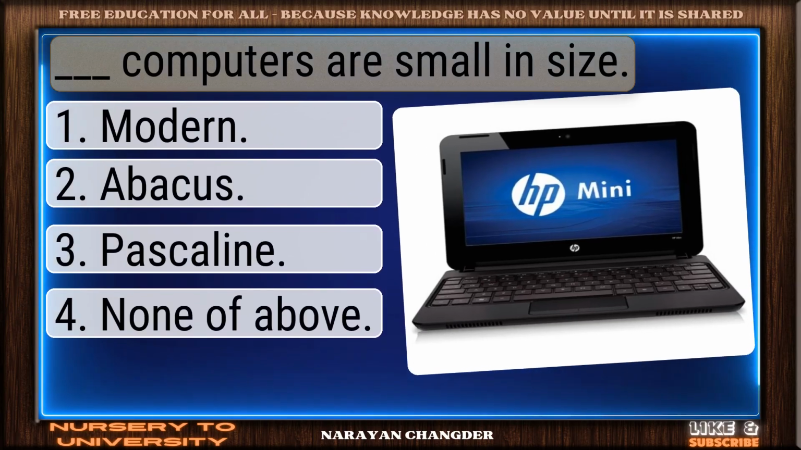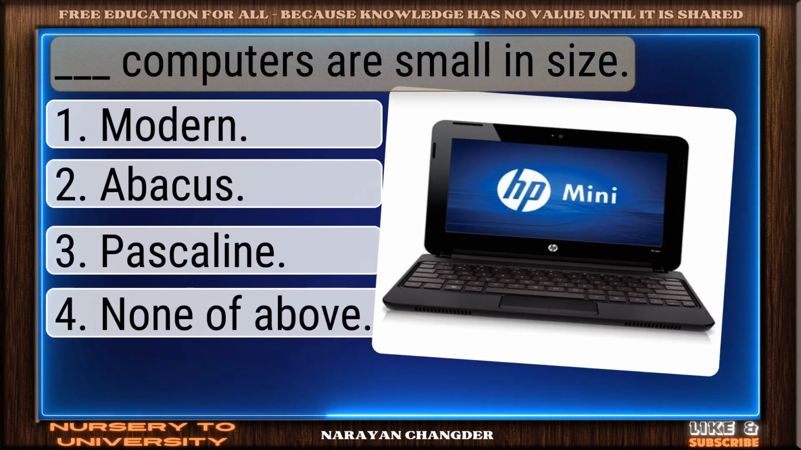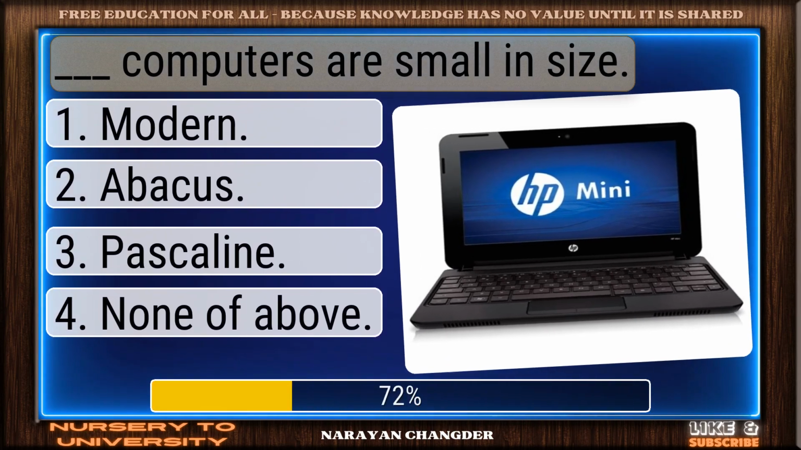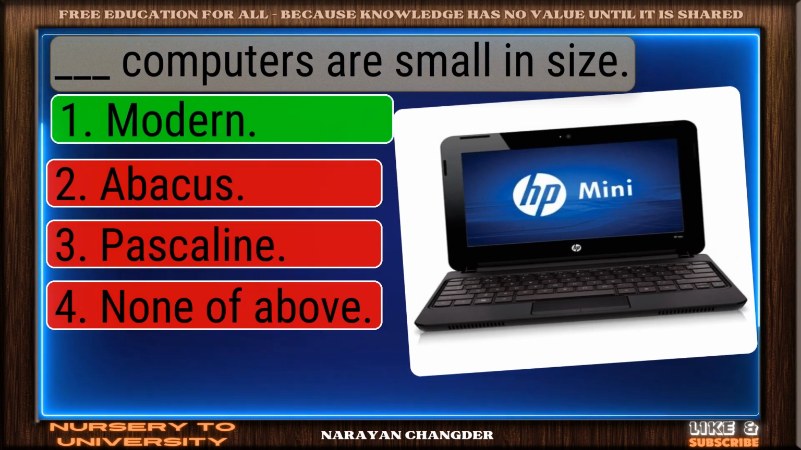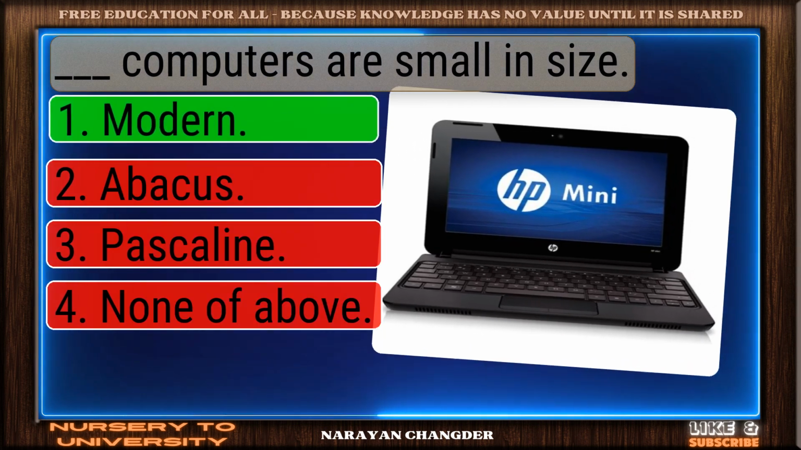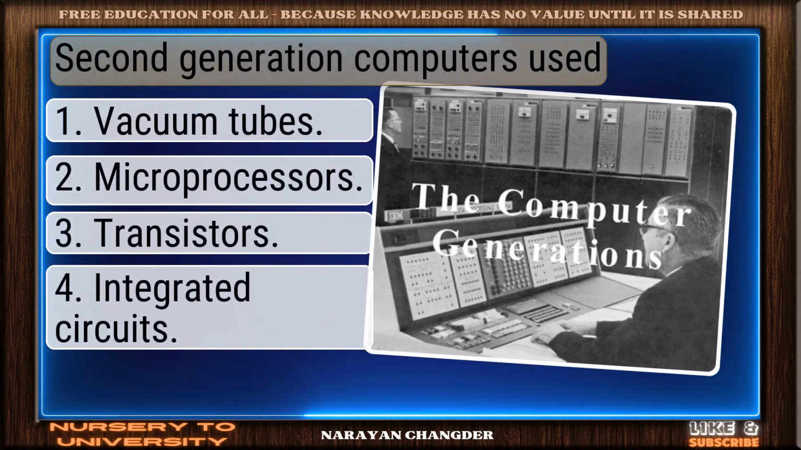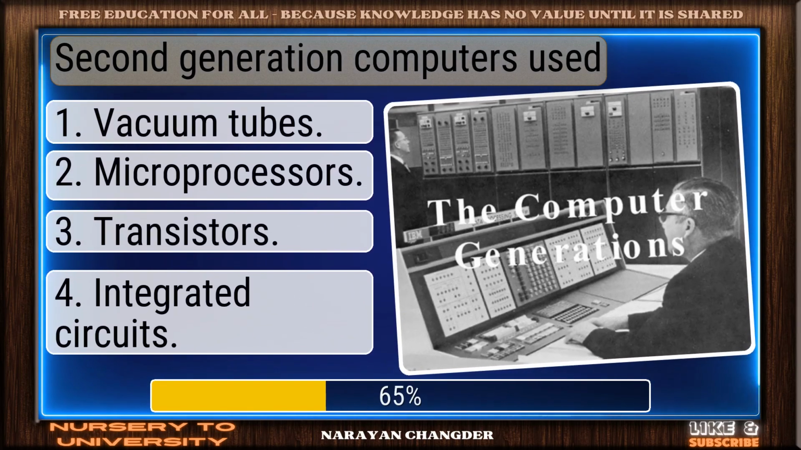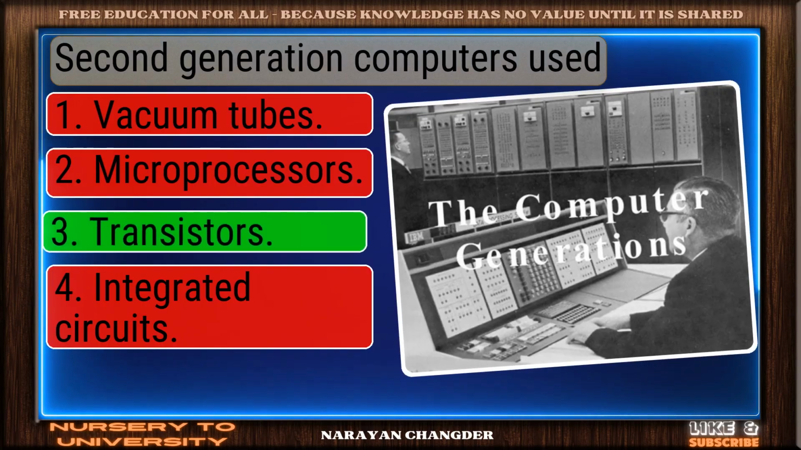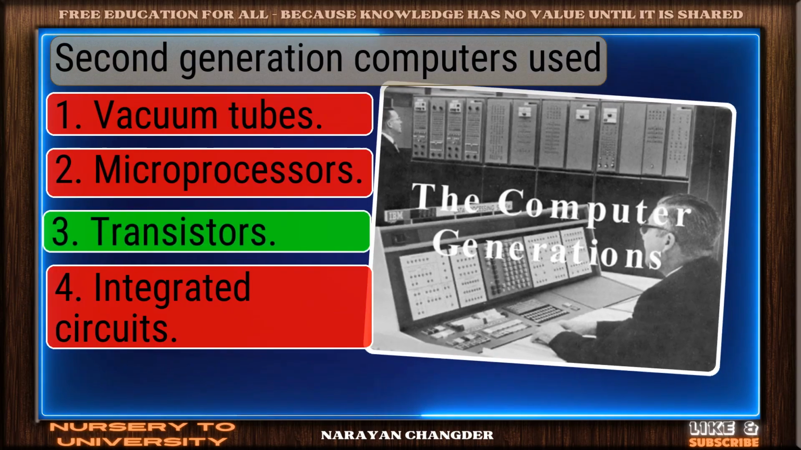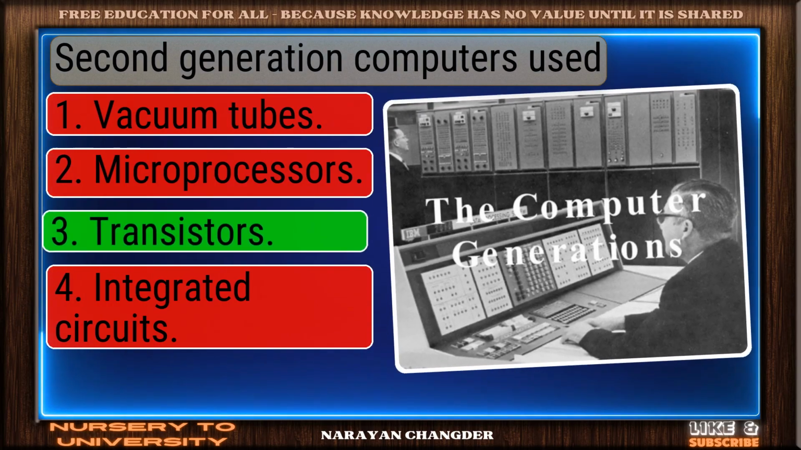Question number 69. Dash computers are small in size. You got it. Your choice modern is right. Question number 70. Second generation computers used. Well reasoned. Transistors is the correct choice.